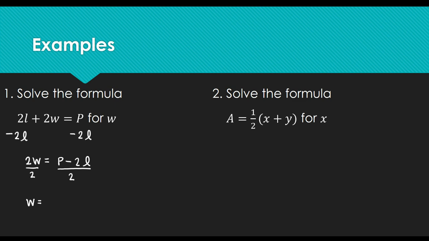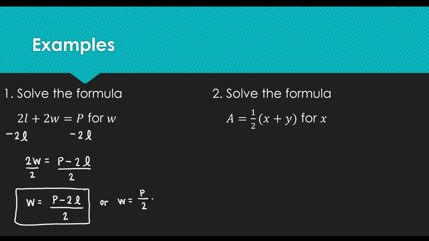So W equals, you can leave it like this, where it's one big expression. That's perfectly fine. If you wanted to, you could technically break it apart. It could be P divided by 2 minus L, because I divide both those terms, and 2L divided by 2 would just be L. So either one of these is correct. It doesn't really matter because they are equivalent.